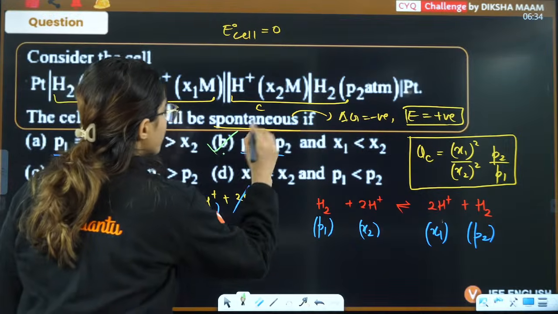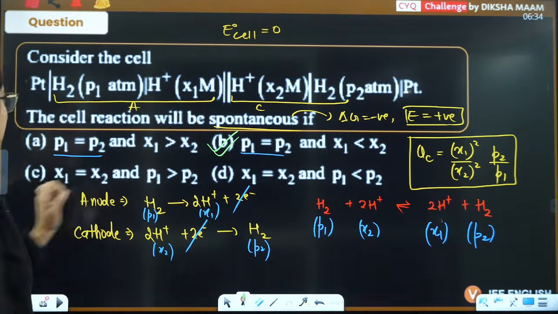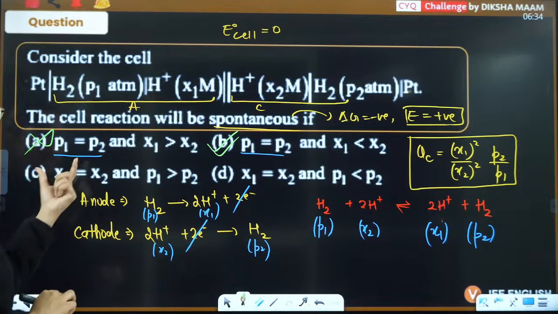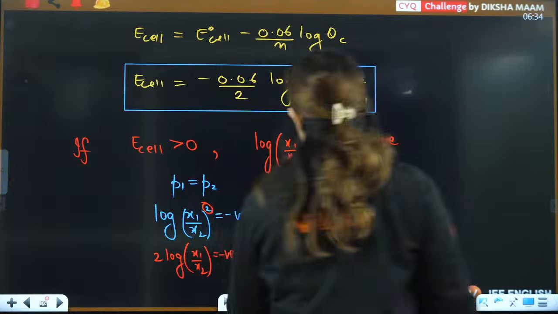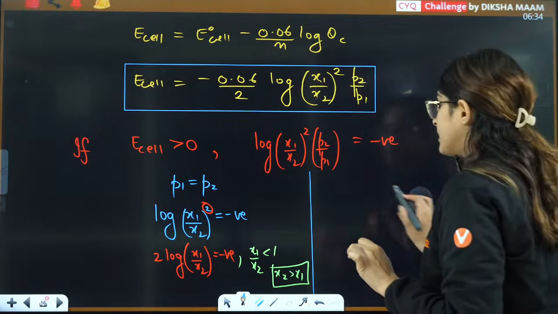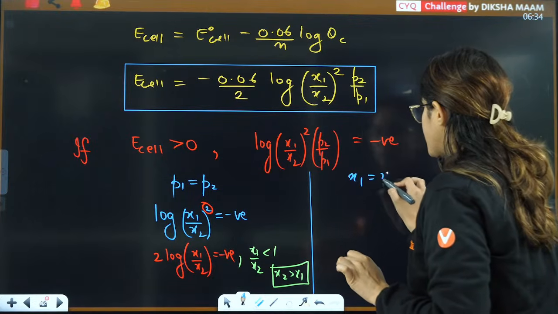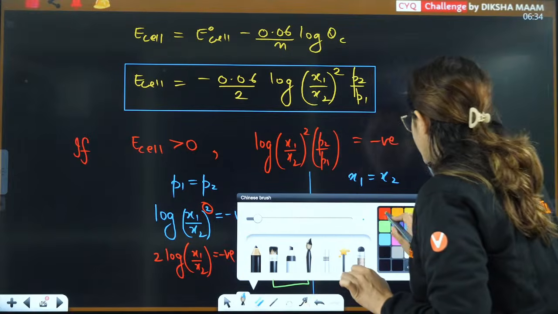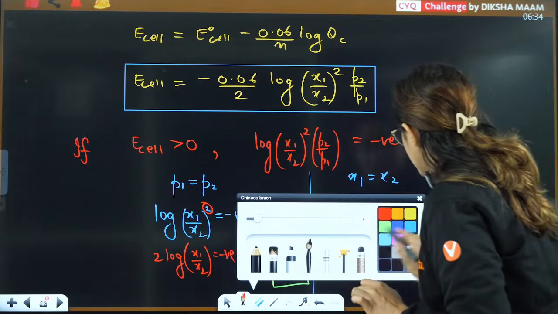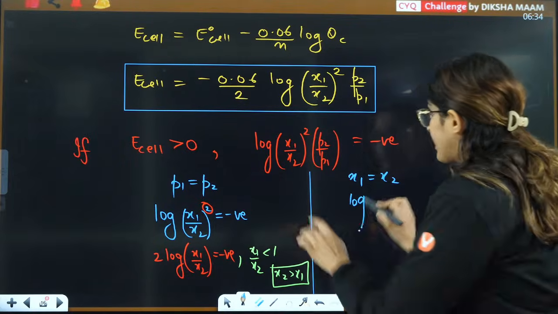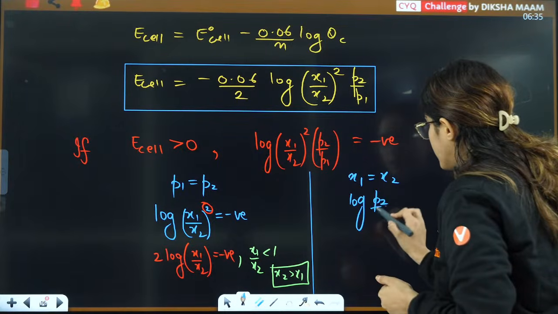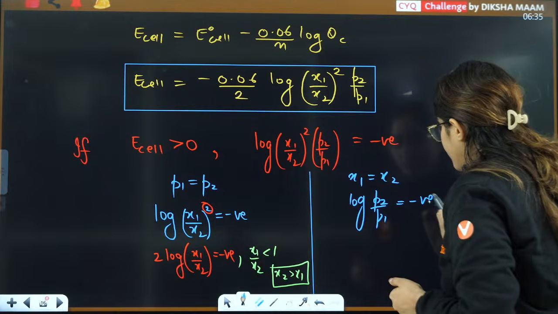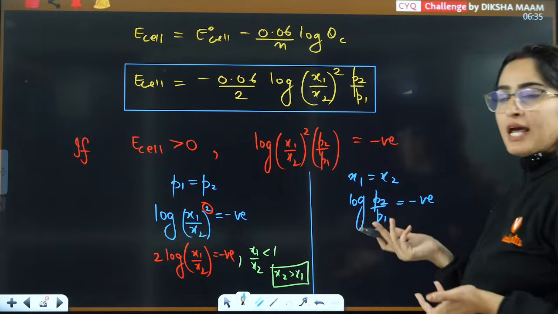X2 is greater, so B is the correct answer. Now that means this is definitely not correct. When I put X1 and X2 equal, then what will be the answer? If I put X1 equal to X2, then log of P2 by P1 should be negative, right? That is the only option I am left with.